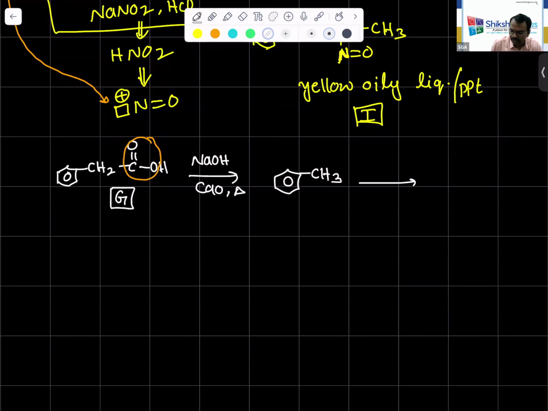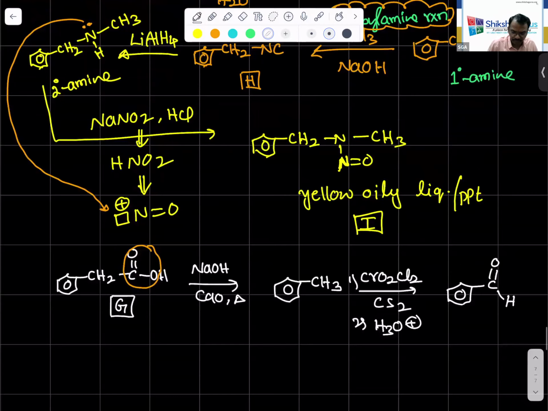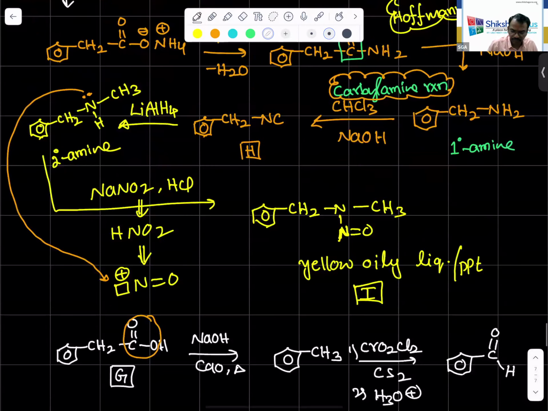After that, it is treated with chromyl chloride in the presence of carbon disulfide, followed by acidification. What will happen? In the benzylic position, 2 hydrogens take part in elimination. 2 hydrogens will be replaced by OH, but one carbon atom with 2 OH groups, therefore loss of a water molecule takes place and it completely converts into a carbonyl group. Means we are getting benzaldehyde. It is compound J.